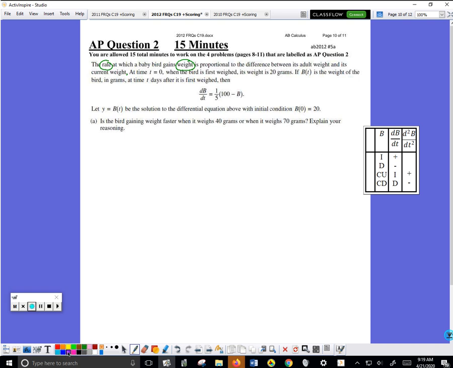And I always like amount versus rate tables, Danica's chart. So I have amount. So when the bird is first weighed, it is 20 grams. If B of t is the weight of the bird, so the amount over here is B. And we know that B of 0 is 20.